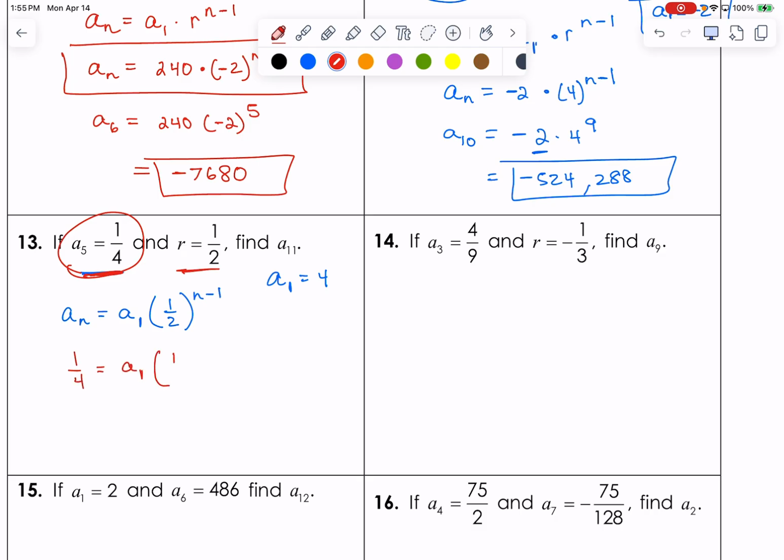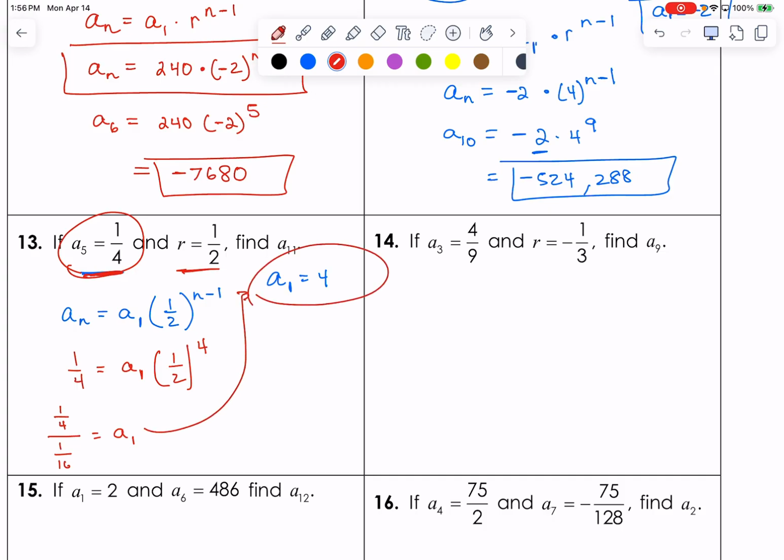Plug in 5 for n, which would give you 5 minus 1, which is 4. And you could divide by 1/2 to the 4th power. What is 1/2 to the 4th power? 1/16. So if you take the other side and divide, 1/4 divided by 1/16 will give you a sub 1. Whenever you take 1/4 divided by a fraction, you multiply by the reciprocal. So you end up with 1/4 times 16, which is just 4. So that's why a sub 1 is going to be equal to 4.